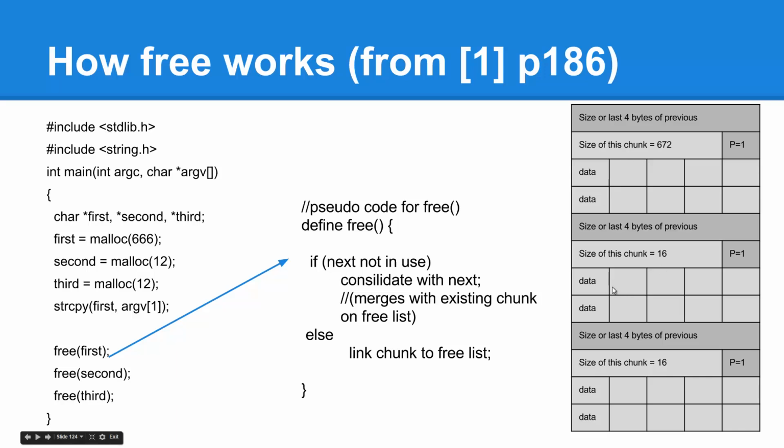Whenever free is called, it does the following pseudocode. If the next one is not in use, then consolidate these two chunks together and merge them into the free list. Otherwise, just unlink it, or perform the reverse of the unlink algorithm, and put it back into the free list.